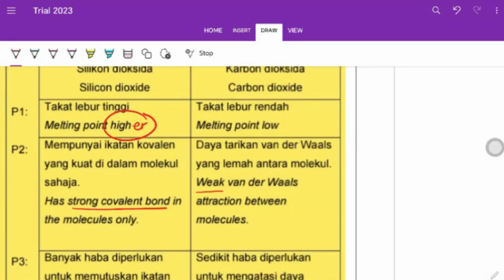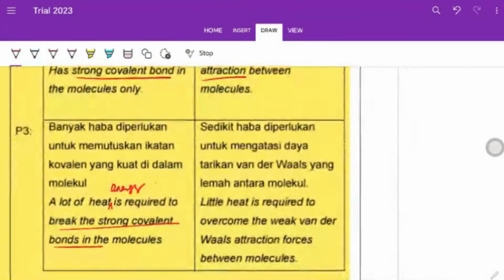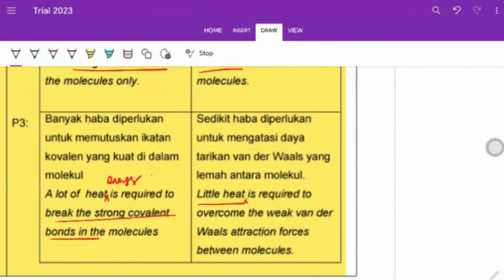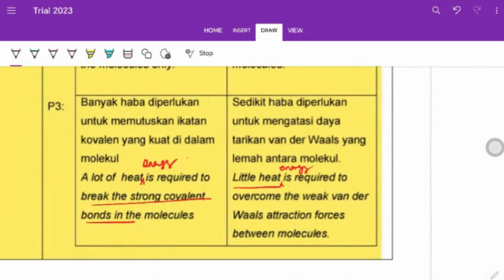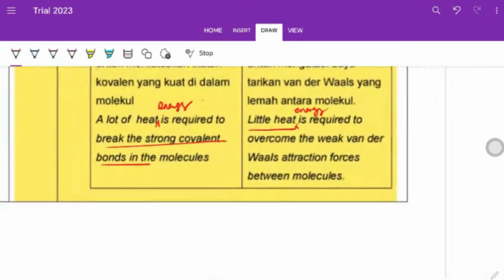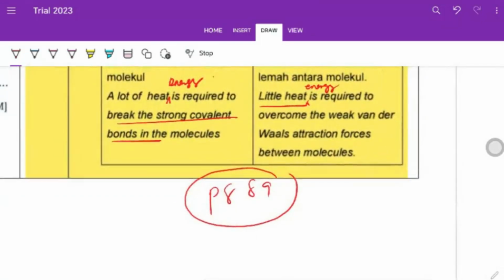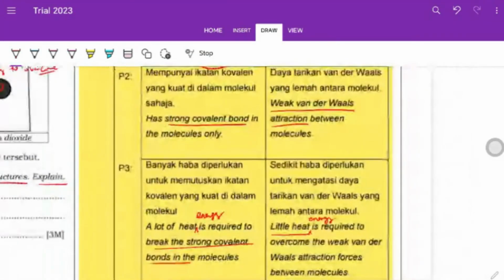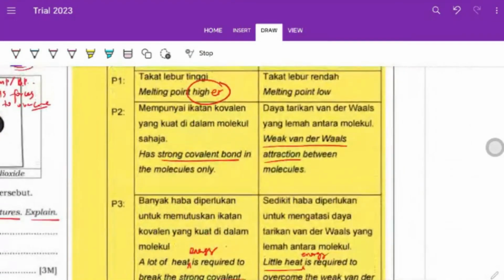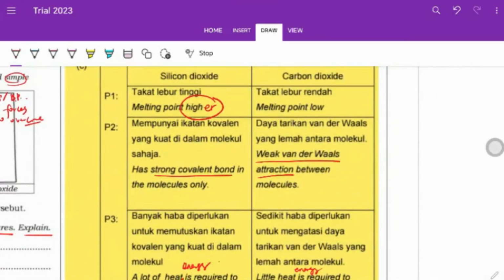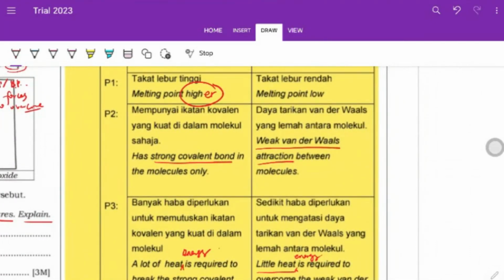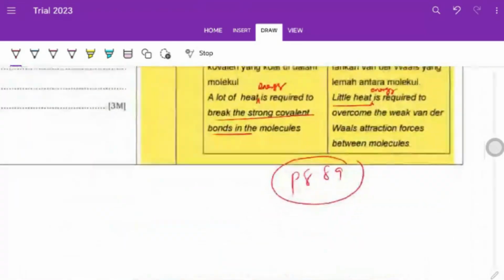Then simple covalent molecules have weak van der Waals force of attraction between molecules, so little heat energy is required to overcome the force. You can refer to page 89 and get from there. No need to copy exactly the same like this. You take out the keywords on it.